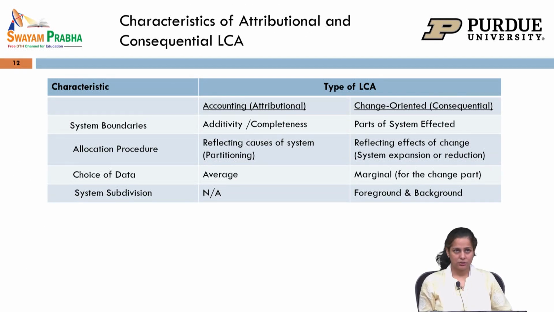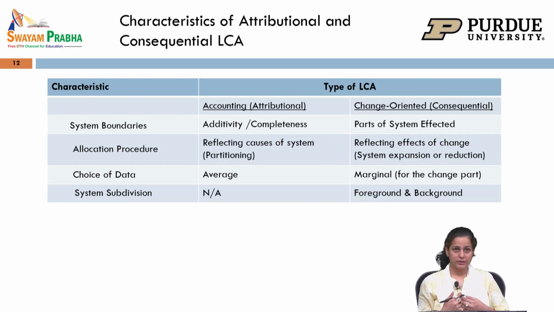So, what are the characteristics of attributional and consequential LCA? In terms of system boundaries, the accounting or attributional LCA focuses on additivity or completeness. So, we are more focused that we include all the processes which are important for the LCA, and we attribute the impact that is associated with production of the product in our focus. When we are thinking of change oriented or consequential, we are only thinking of the parts of the system affected. For example, if we are changing our product life cycle in a way that we are sourcing a different raw material, then we only focus on the raw material manufacturing process that is being changed.